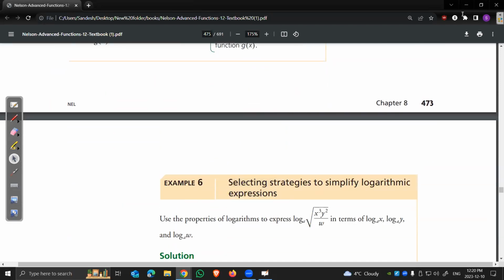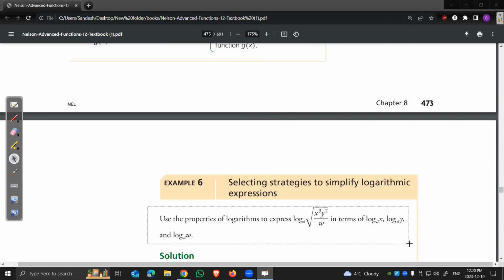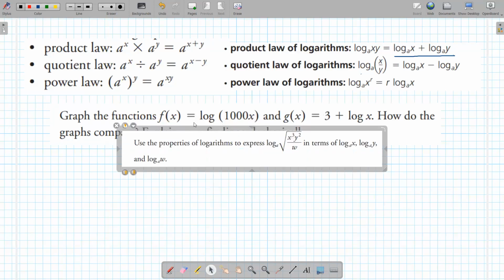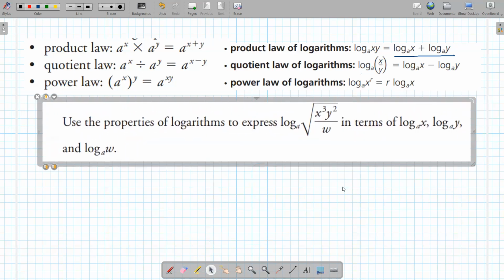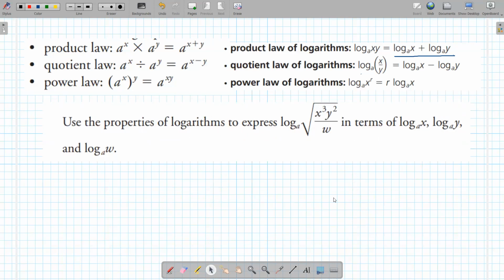Oh, this one is annoying, but it's pretty fun. Use the properties of logs to express this weird looking thing in terms of x, y, and w. If you can do this question, I think you can do any log algebra question. It just looks complicated. All you have to do is use the 3 rules here. Let me guide you. Again, no one likes radicals. We're going to rewrite this as an exponent. What's the index here?